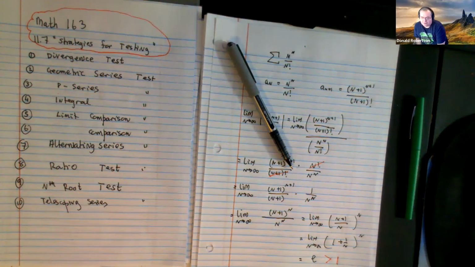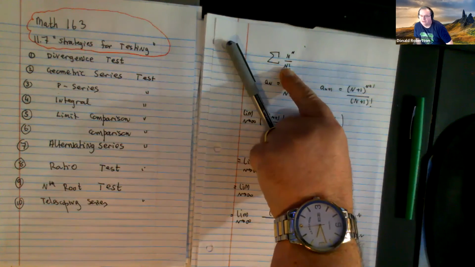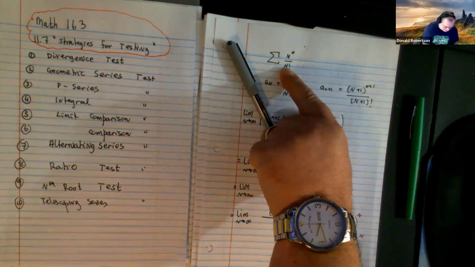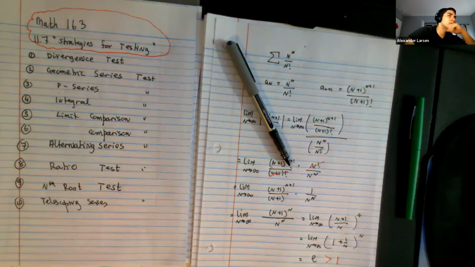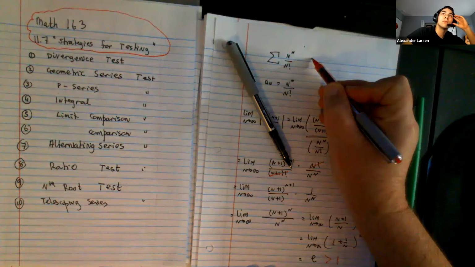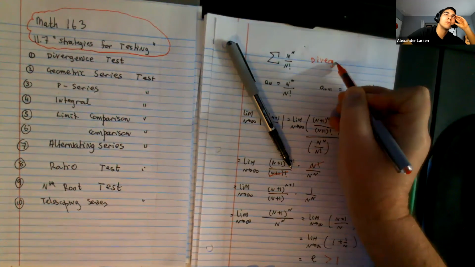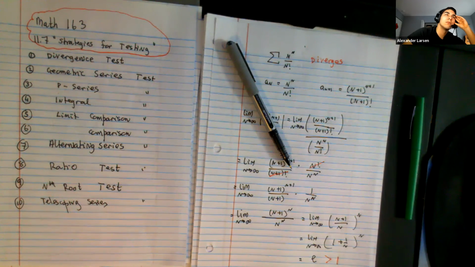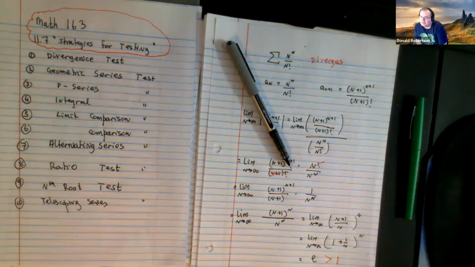What conclusion do you get if the ratio test has a limit greater than 1? What does it tell me about this series? It diverges. Are we comfortable with it? So you can do the ratio test even with ugly combinations of n to the n over n factorial.